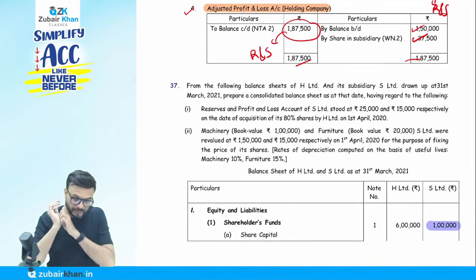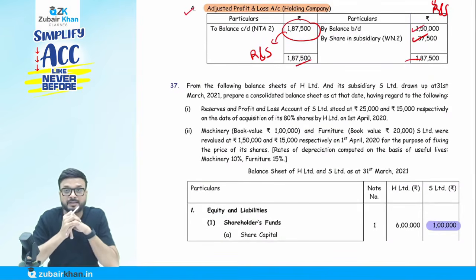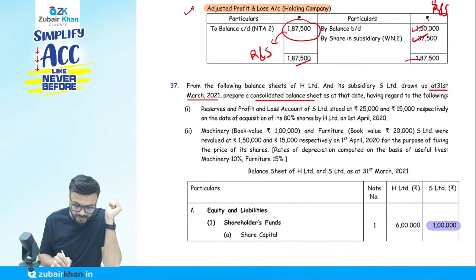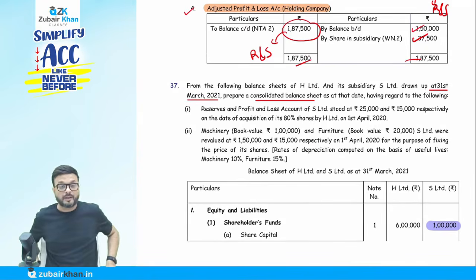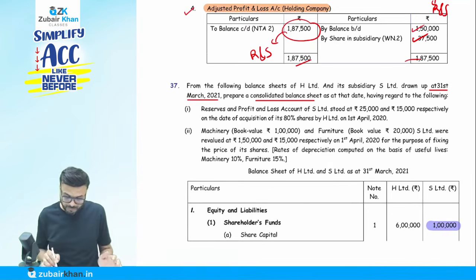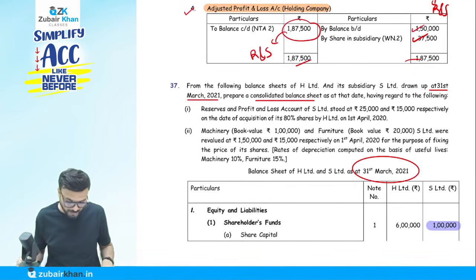From the following balance sheet of H Limited and its subsidiary S Limited drawn up at 31st of March 2021. So what is the date of balance sheet? That is 31st of March 2021. Prepare a consolidated balance sheet as at that date having regard to the following. Now they have given us the balance sheet of the holding company and subsidiary company on 31st of March 2021.